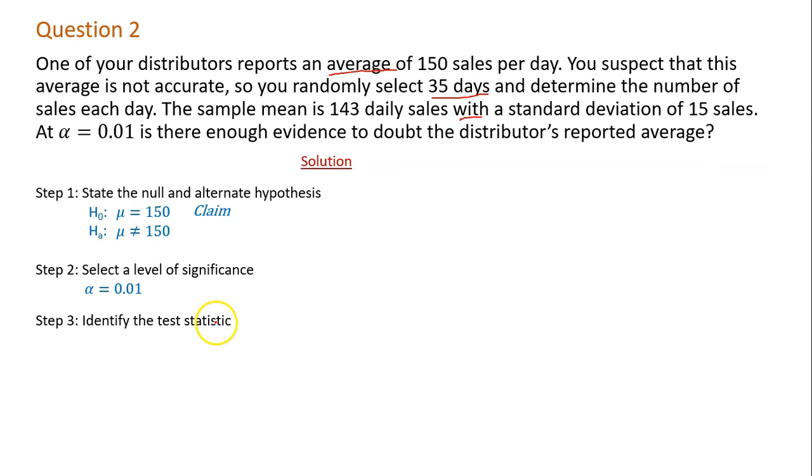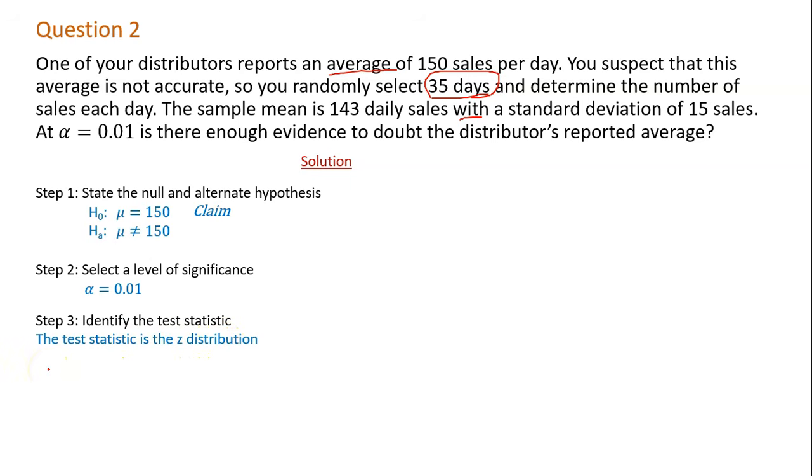Identify the test statistic. So which test statistic are we using for this? You check the question again. You randomly select 35 days. How many days did you select? 35 days, which is more than 29. Since the sample size is large, it satisfies the condition of a large sample, so we use the Z distribution. Even though the standard deviation is not a population standard deviation, since the sample size is more than 29, it satisfies the condition for a large sample, you still use the Z distribution. So you say that the test statistic is a Z distribution.